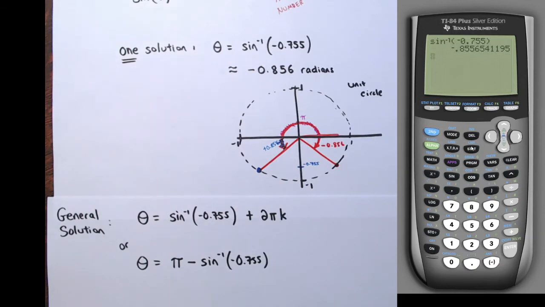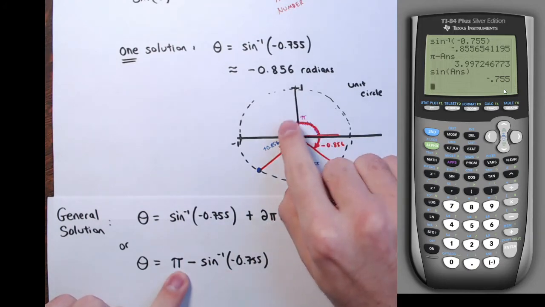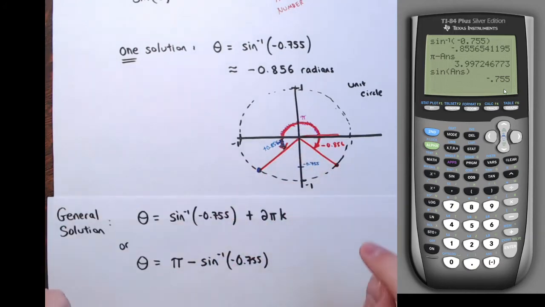If I take pi minus this previous answer, that'd be pi minus this inverse sine. I'm getting 3.997 radians. And look at what the sine of this angle is. The sine of 3.997 radians is negative 0.755. So this is that other angle I drew here. But there should be two of them, right? There are 2 points on the unit circle with that y coordinate, since we're talking sine.